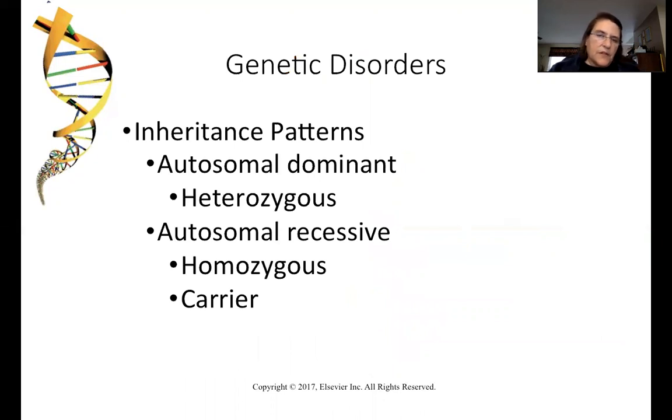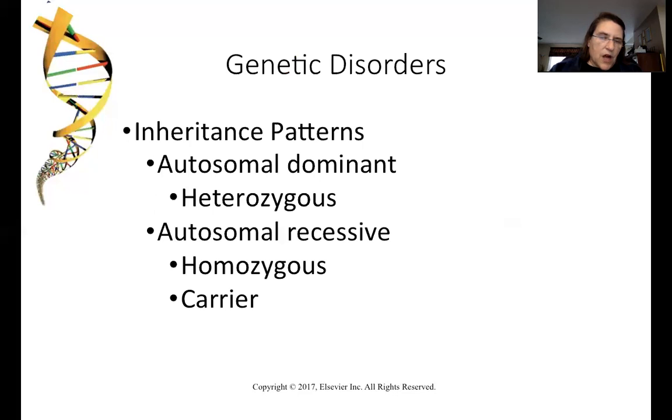So let's talk about some inheritance patterns. When we talk about autosomal dominant traits, autosomal dominant are heterozygous. This is a trait that is a single gene pair mutation of a chromosome. It is a dominant prevalence over a normal cell.